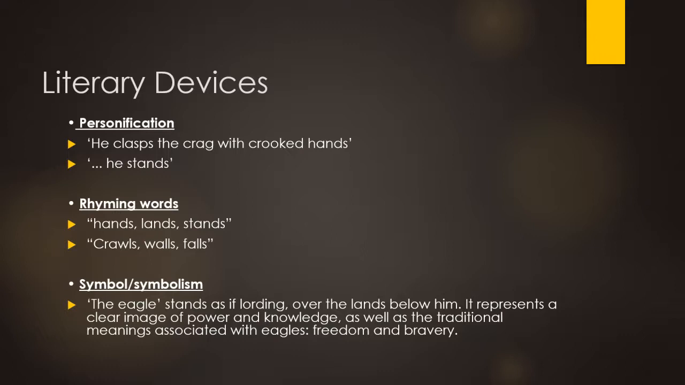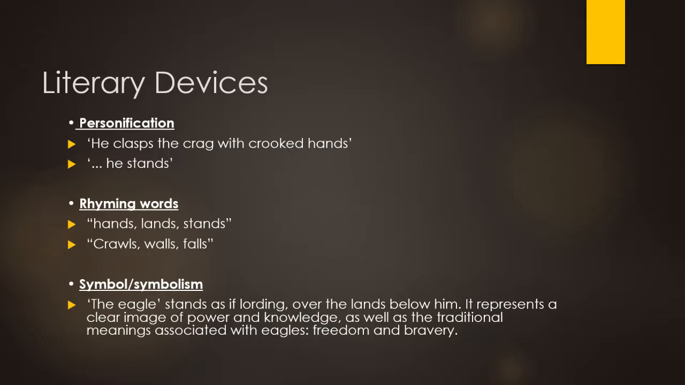So here the eagle is given he, not it, and also the ability to have hands when the eagle actually has claws and not hands. And also he stands, because usually it is human beings that would actually be given these kinds of attributes. There are also some rhyming words: hands, lands, and stands from stanza 1, and crawls, walls, falls from stanza 2.